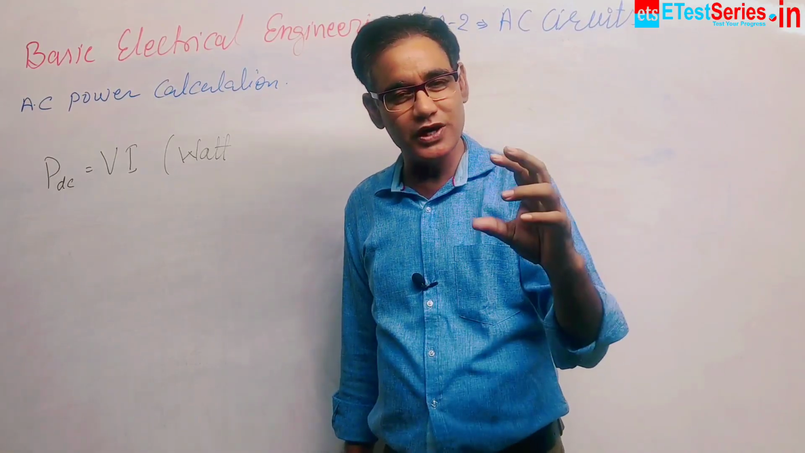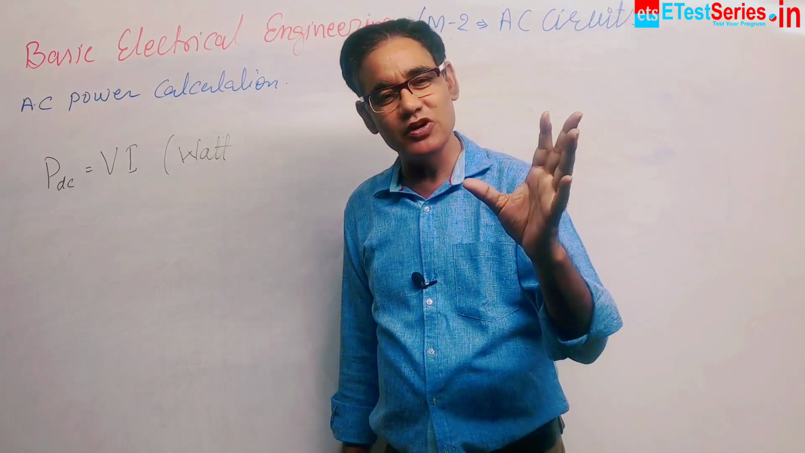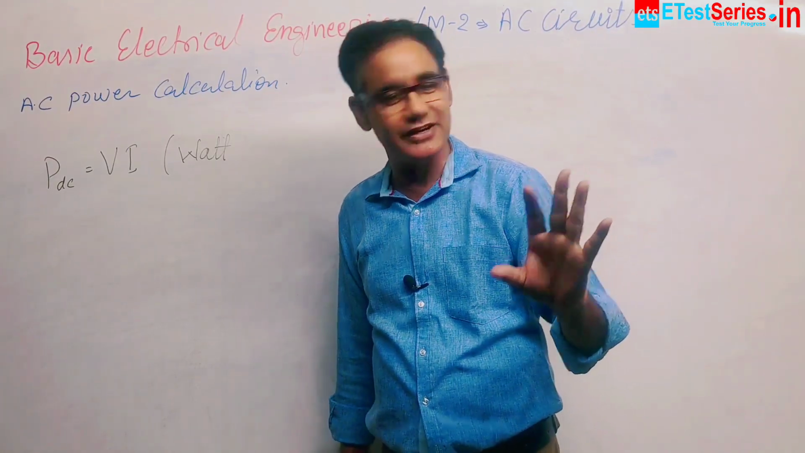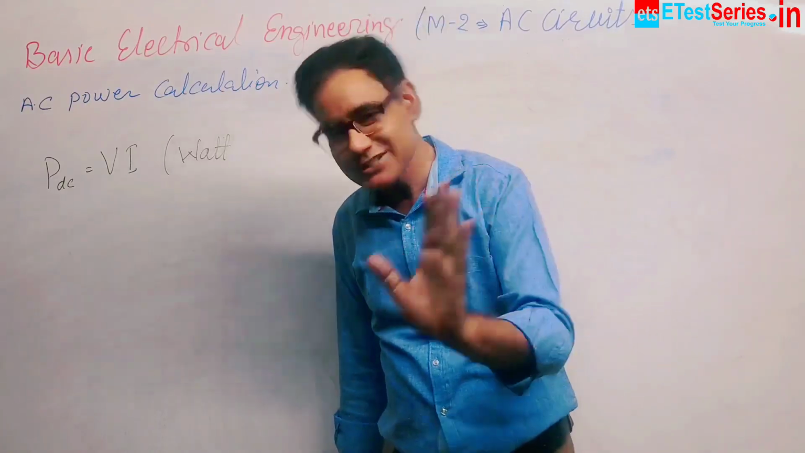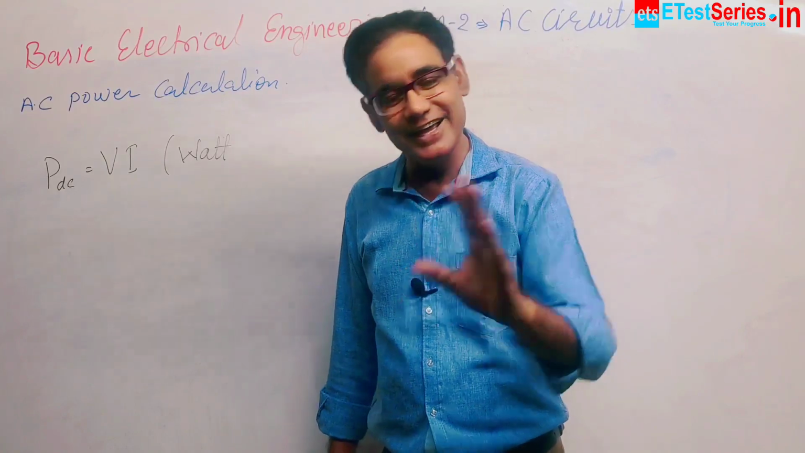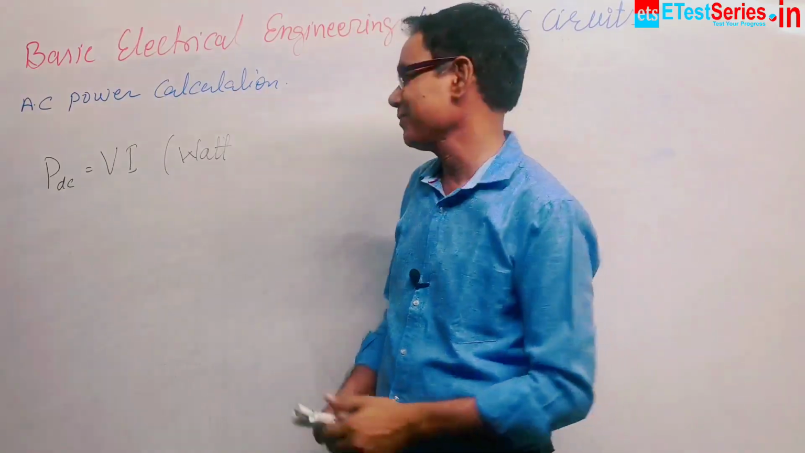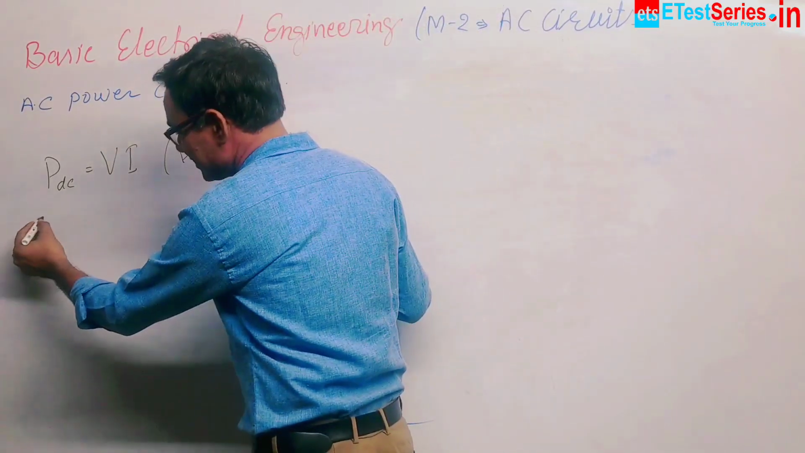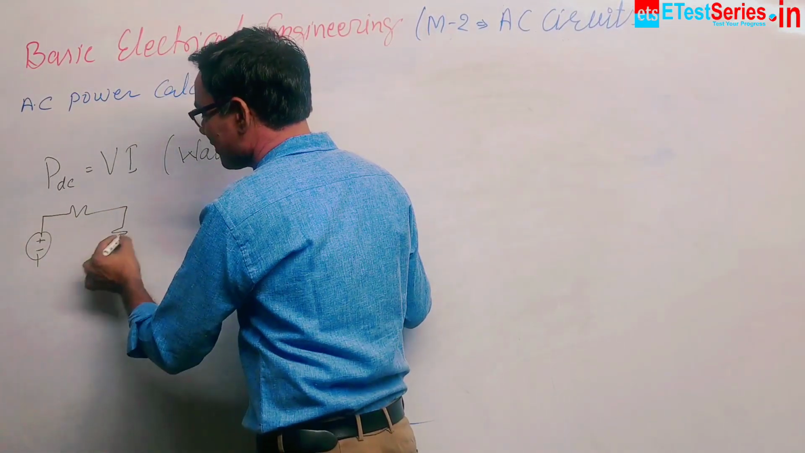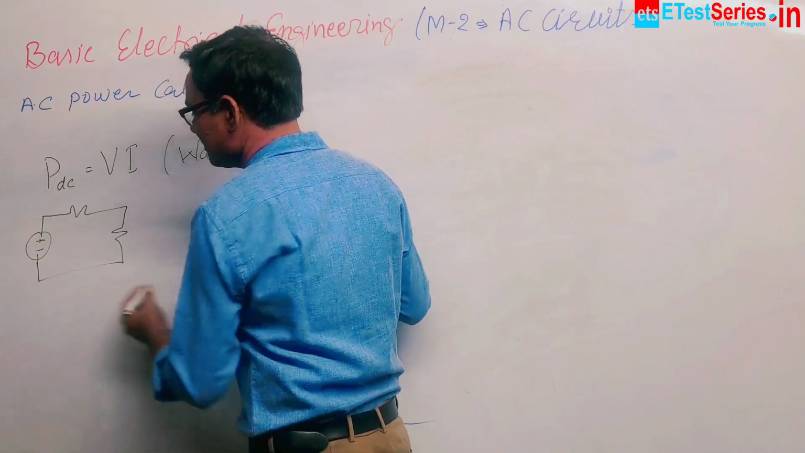That is, voltage into current, and that product of voltage and current in a DC element is equal to the power in the DC element. That is so simple. But the power in AC is not so simple. First we are taking a DC power example, then we will take the example of AC power calculation.